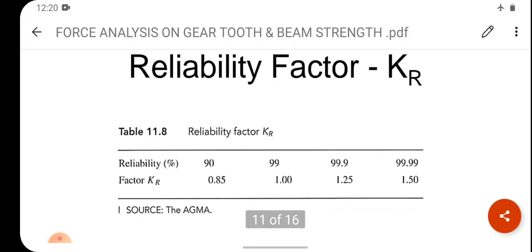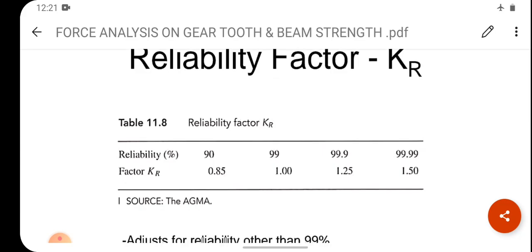I'll explain the next term, that is the reliability factor. Reliability factor is denoted by Kr, from table 11.8. रिलायबिलिटी परसेंटेज 90%, कितना रिलायबल है? 99 है, 99.9 है, 99.99 है. क्लियर? So factor Kr is given as 0.85, 1, 1.25, 1.5. This is the source from the AGMA, already explained, American Gear Manufacturers Association as per AGMA.